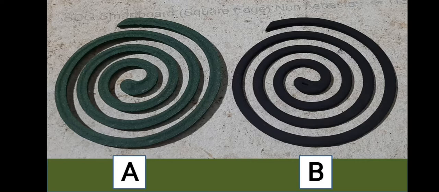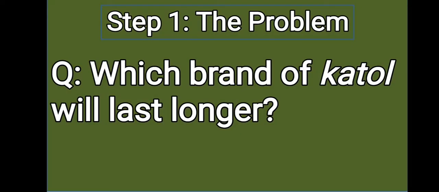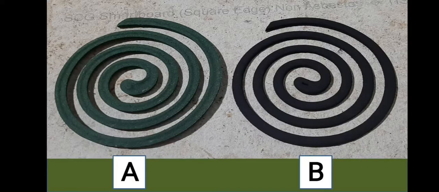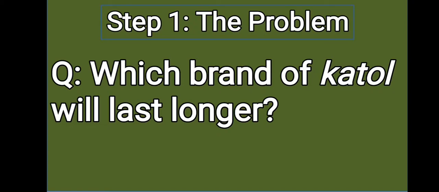That's the problem. So that's the first step of solving problems using the scientific method. First, you're going to identify the problem. Now, the problem must be, of course, in the form of a question. Now, the question is this: which brand of katol will last longer? Is it katol A or katol B? That's the problem. That's your question.